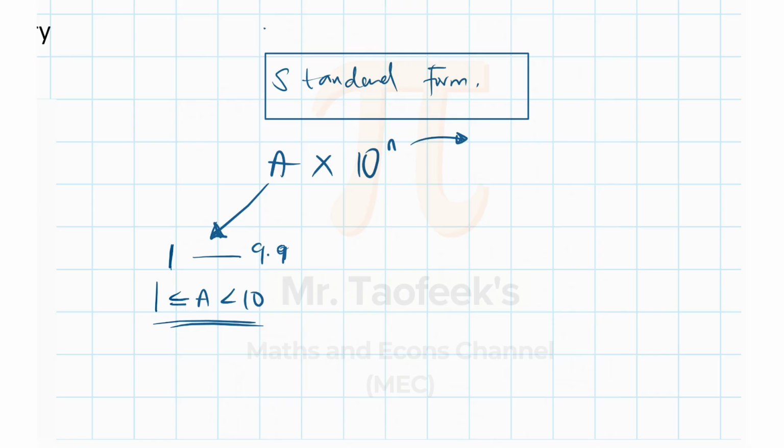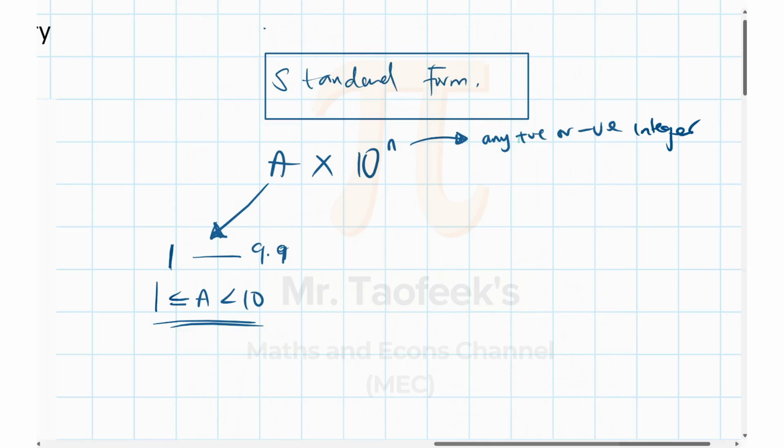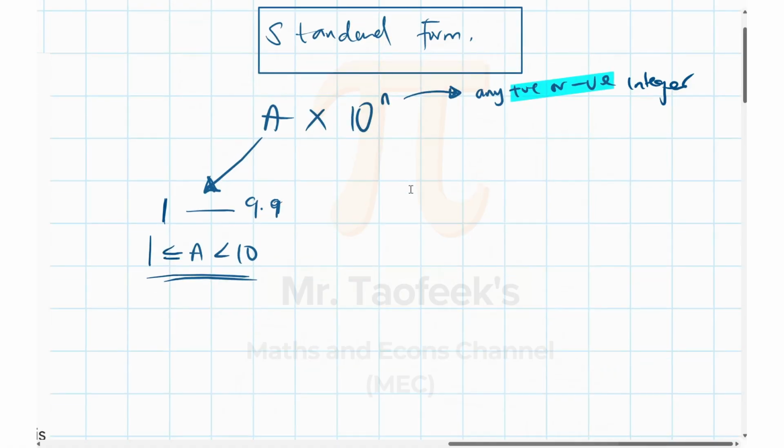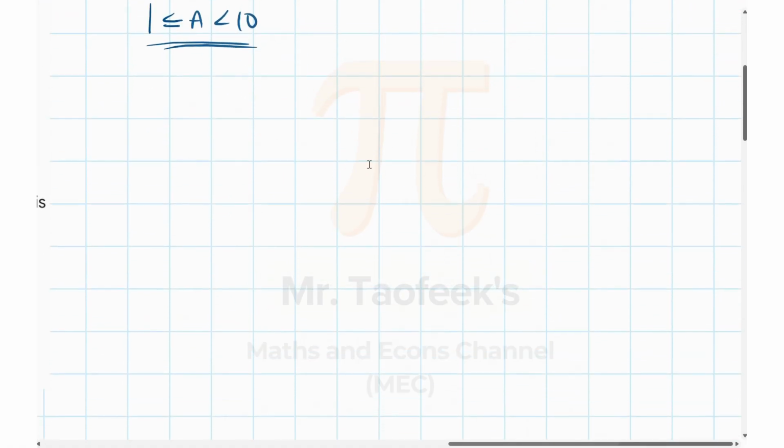Then your n is what? Any positive or negative integer. Okay, any positive or negative integer. And that's where this mistake comes in. Students sometimes don't know when I'm supposed to have a negative and when I'm supposed to have a positive power. And I'll show you today. I'll tell you very quickly how to differentiate when your power is going to be negative or positive.